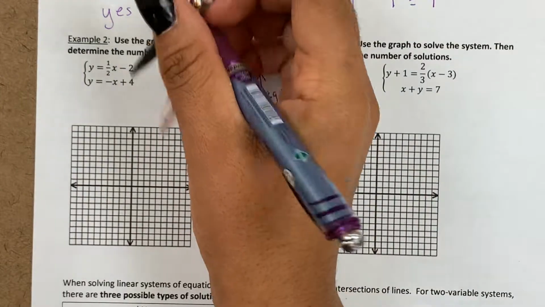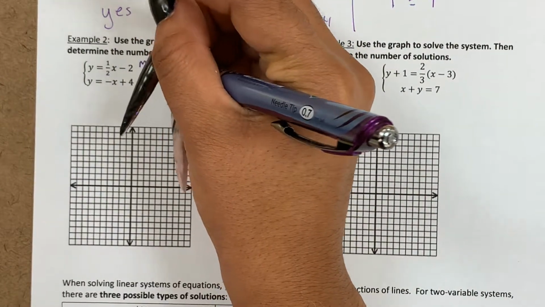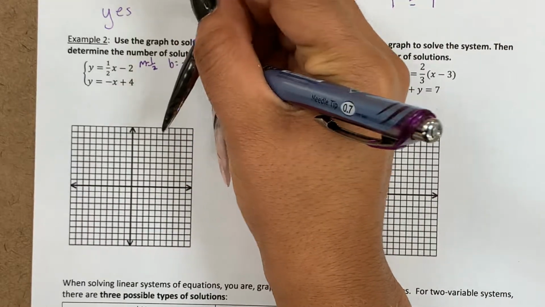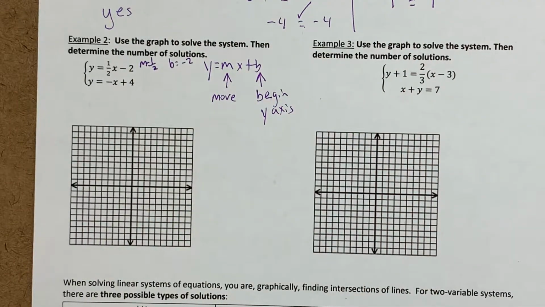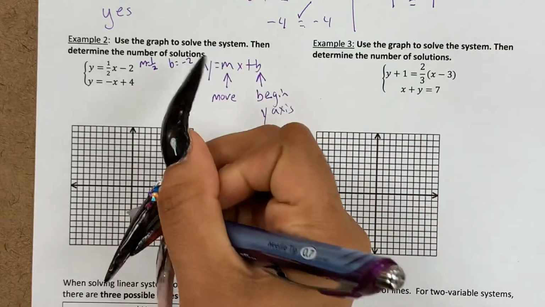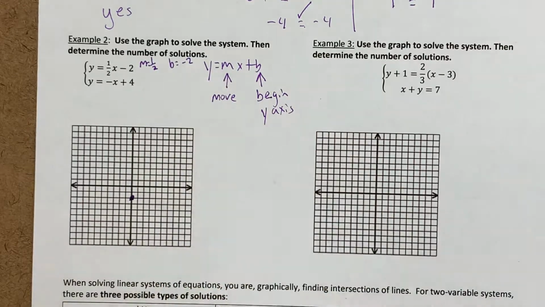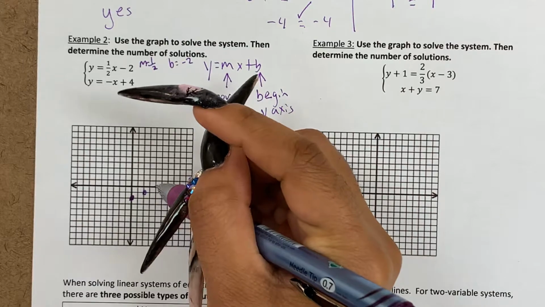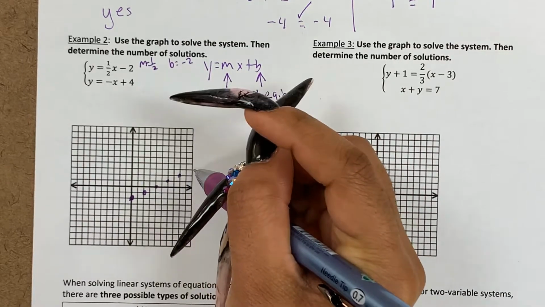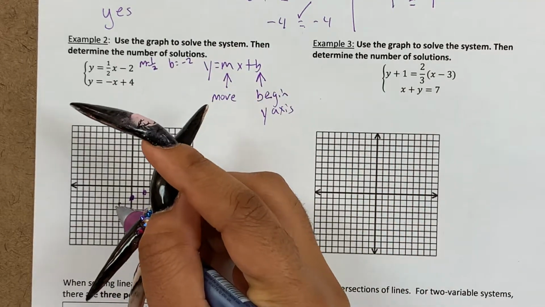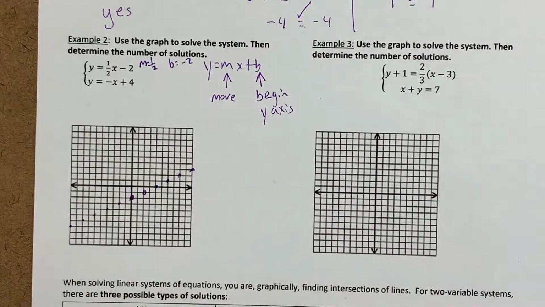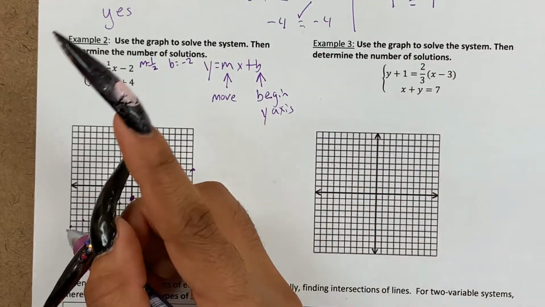So for this one, your m is 1/2, and your b is negative 2. So you're going to begin at negative 2 on the y-axis. And your rise over run is up 1, right 2. Up 1, right 2. Make sure you go all the way across, all the way left and all the way right.